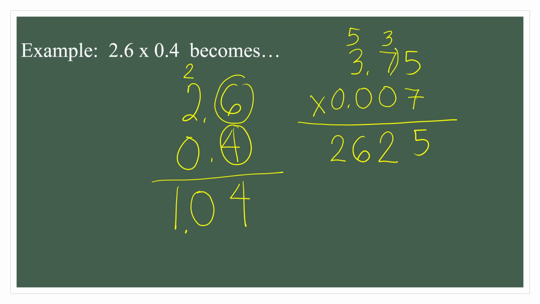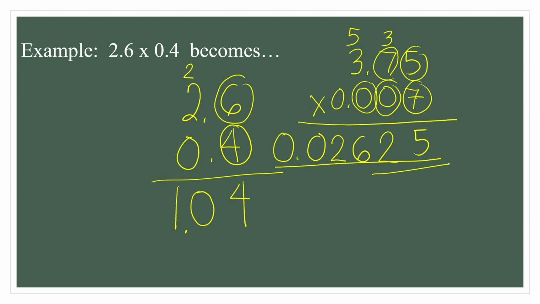5. 1, 2, 3, 4, 5. But how many numbers do we have in our answer? We only have 4, right? So what do I do? Add a 0, then the decimal point, then 0. Mao ni answer dapat nato. Kaya I have 1, 2, 3, 4, 5 decimal numbers over here. Is this clear? Yes, sir.